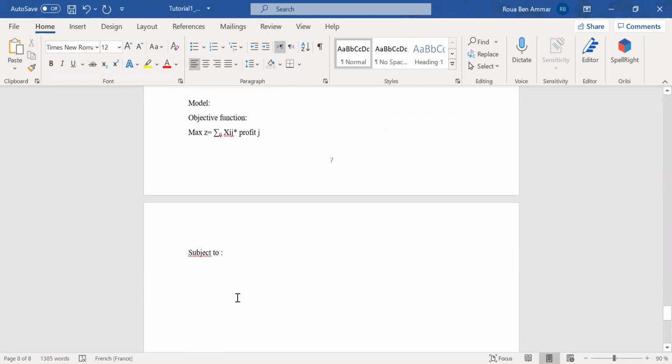So the average grade means the sum of XIJ, which is the quantity of oranges of grade I used in product J, multiplied by the grade I should be greater than or equal to the sum of XIJ multiplied by a required grade. It's an average. So instead of dividing by the sum of XIJ over the required, we just bring it to the other side.